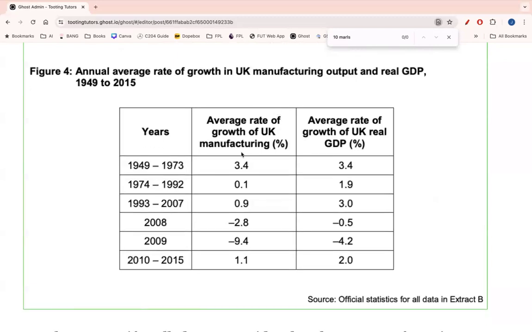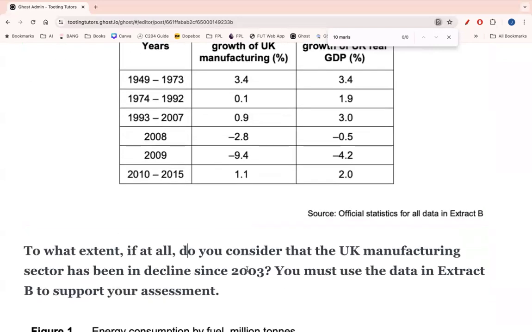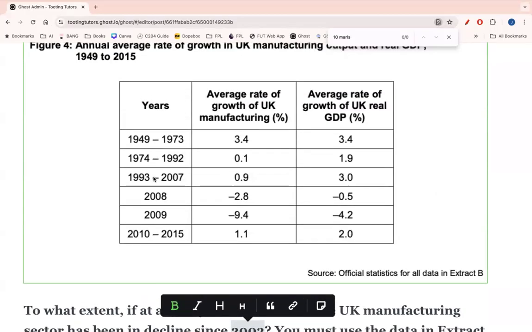So before I even start, the first evaluation is that the question is only from 2003 onwards. So it doesn't have a start point of 2003. So this 0.9 doesn't tell us anything because we don't know what happened from 2003. So we can only focus on the fact that the UK manufacturing sector declined in 2008 and in 2009 and just went up a tiny bit in 2010 to 15. I can evaluate it by talking about how it doesn't have a start point of 2003. This is all merged together, which is difficult to talk about.